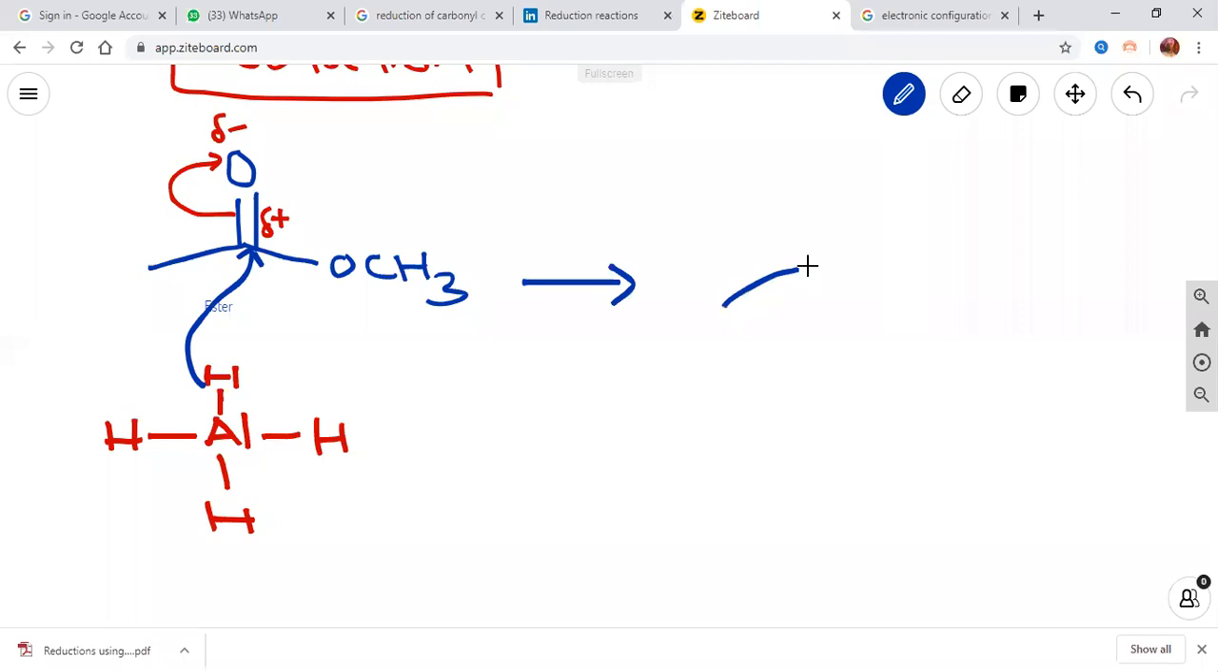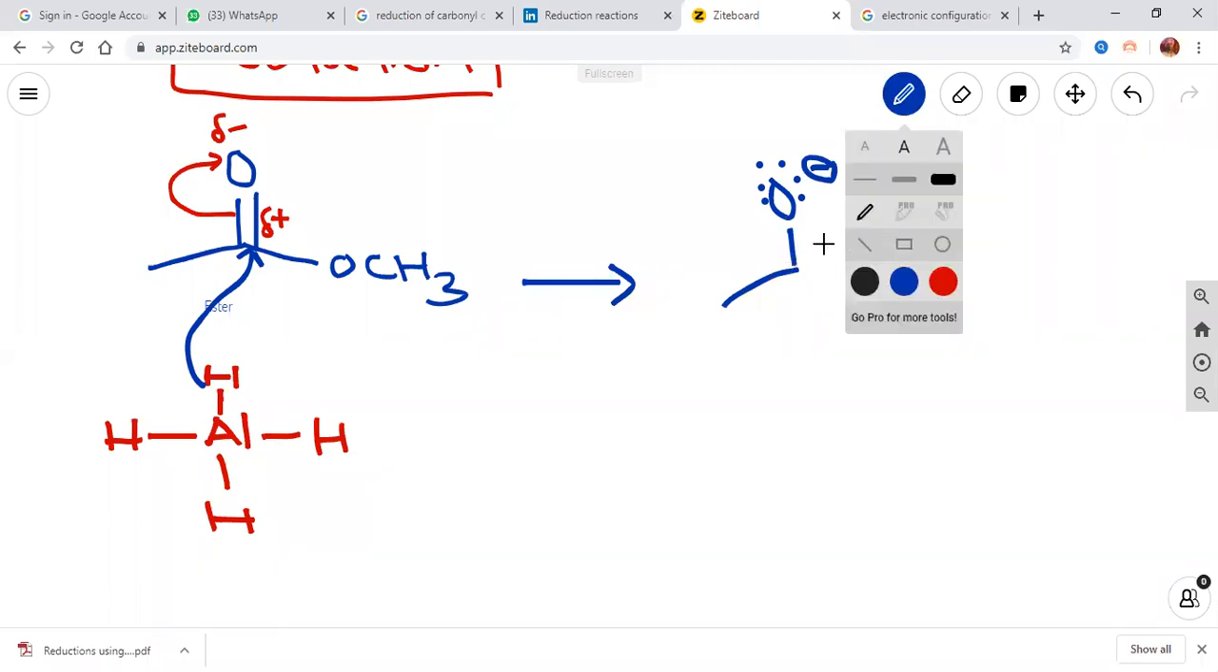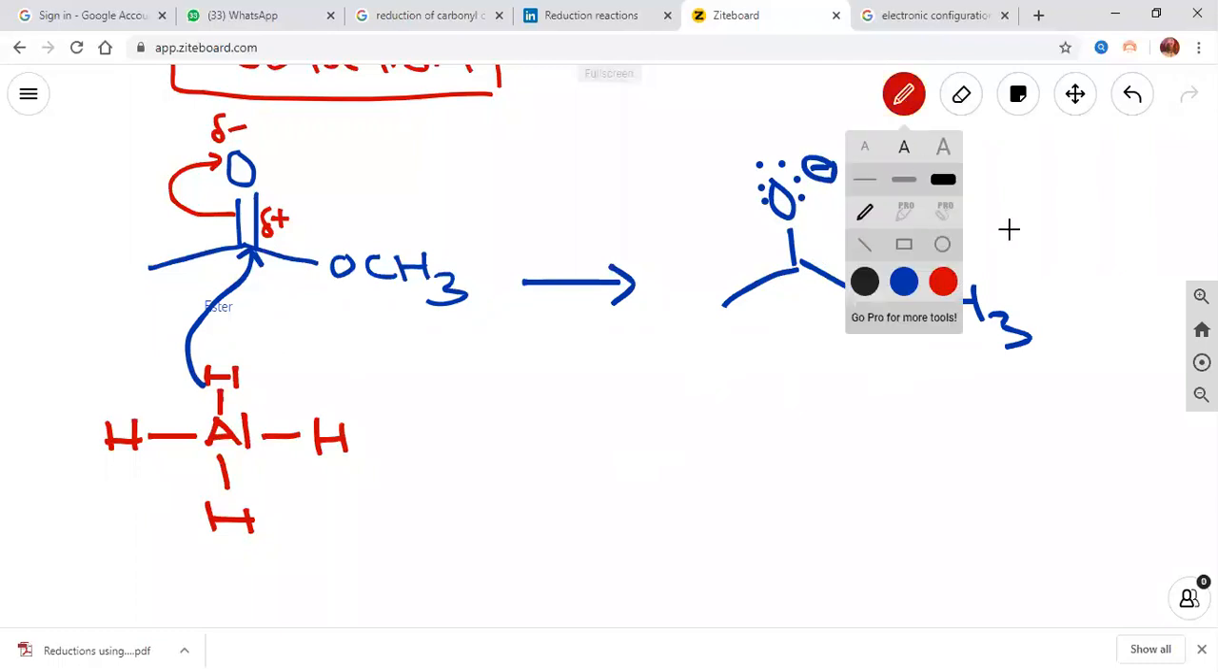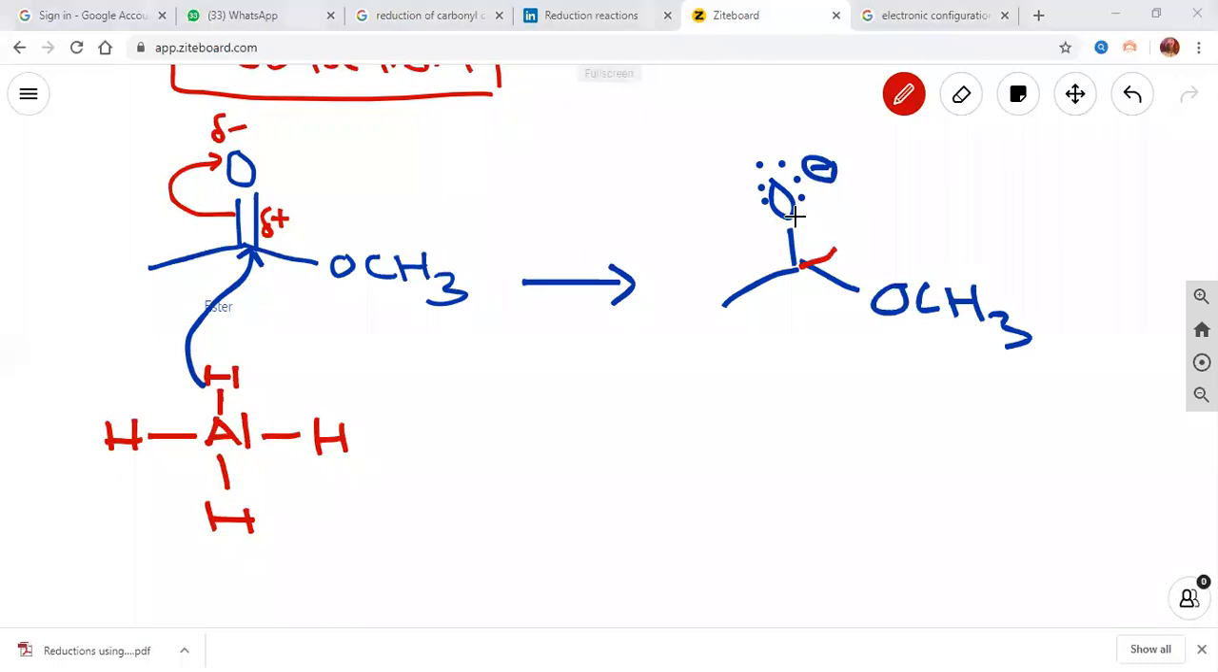So we have this structure, OCH3, and one hydrogen from the lithium aluminum hydride.